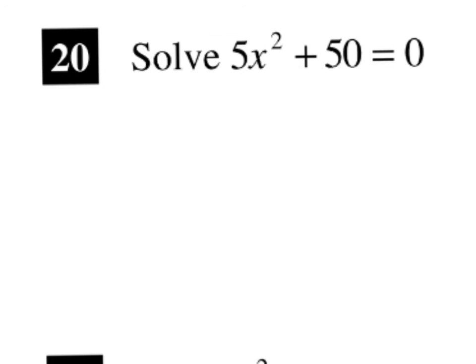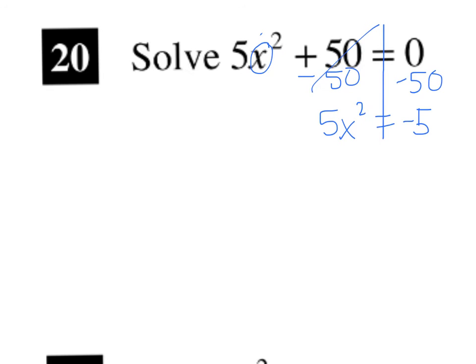Notice in number 20, I don't really recommend anything as far as factoring or completing the square or quadratic formula. You could try to do all those, that's fine. I'm just going to go through and try to get x all by itself. Not x squared, but just x all alone. So first I'll move the 50 to the other side. So 5x squared equals negative 50. Next I need to get rid of the 5. I will do that by dividing. So x squared equals negative 10.